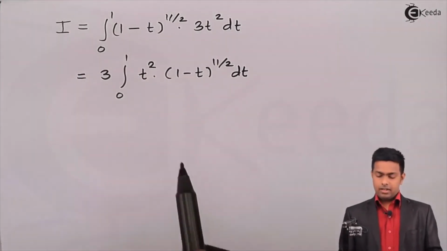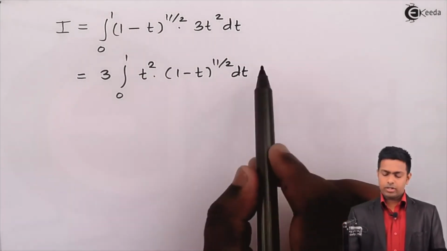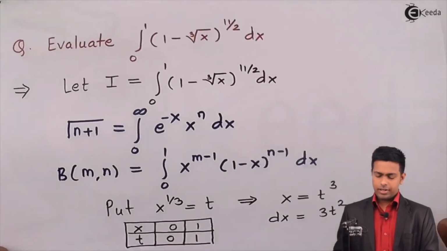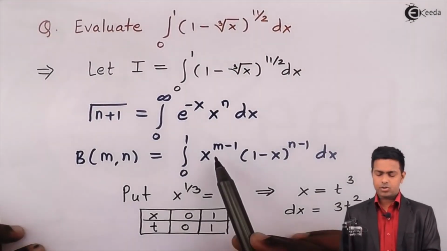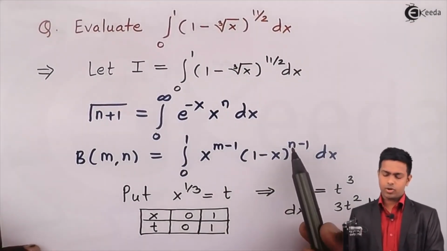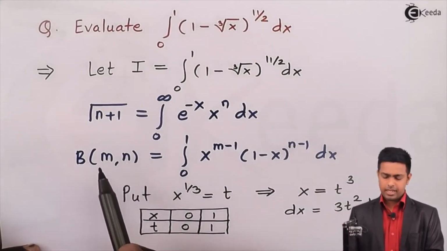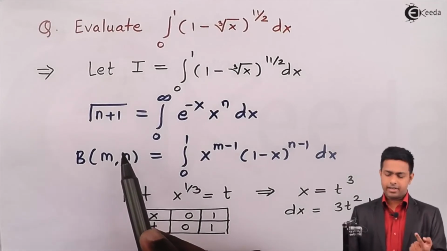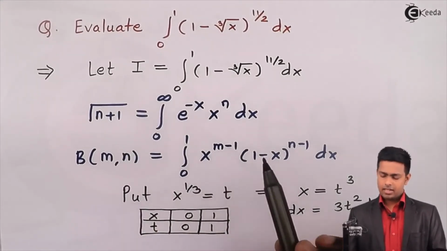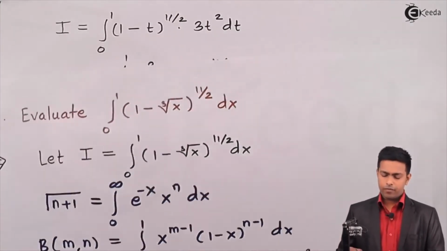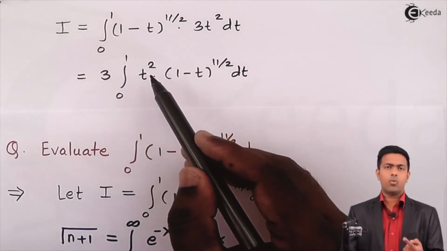Now guys, these two values, or this whole integral, is matching with the definition of beta function. In the definition we have x raised to m minus 1 and 1 minus x raised to n minus 1, and in the beta we get m and n. That means this m and n is just 1 greater than the power of x and the power of 1 minus x. So whatever is the power of t over here, I will just add 1 to that.